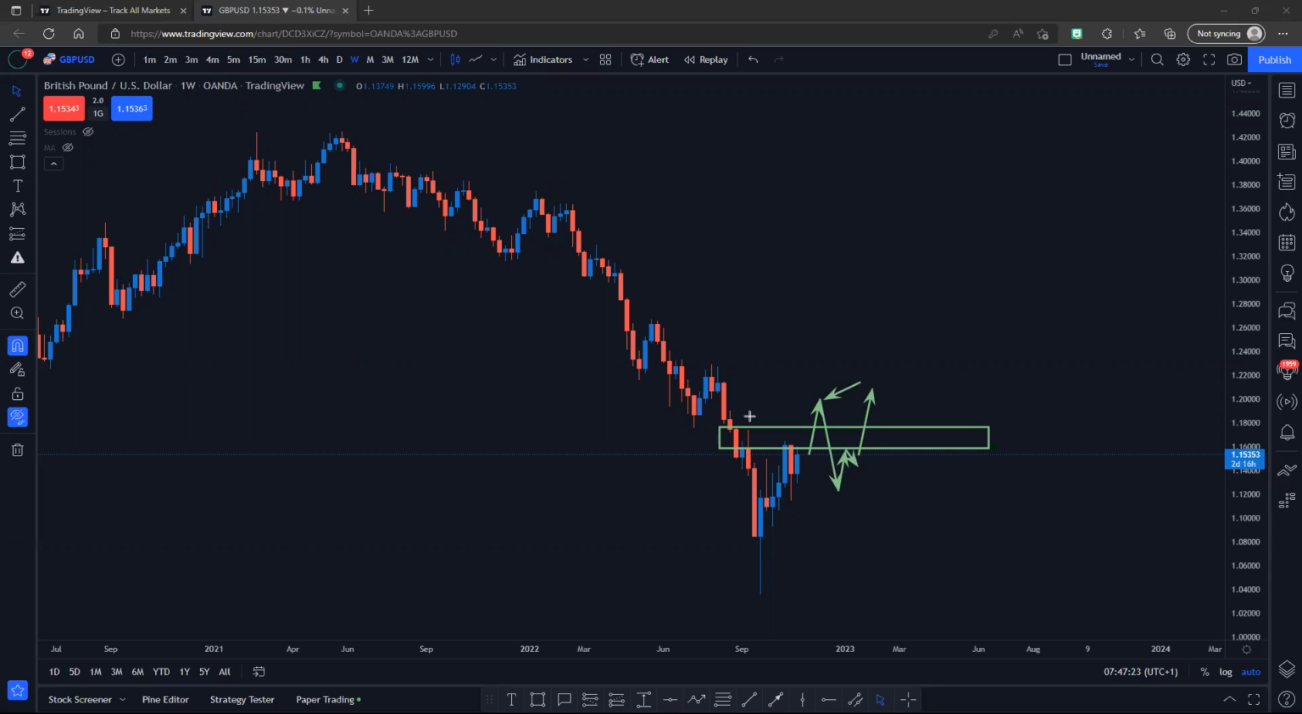But for now, the overall structure on the weekly still seems bearish, but one could not also ignore the fact that price has tapped all-time lows and is also creating higher supports on the weekly time frame. That being said, I would see price remaining in this range between this weekly resistance right here and possibly this weekly support level. So currently price is at the weekly resistance area.